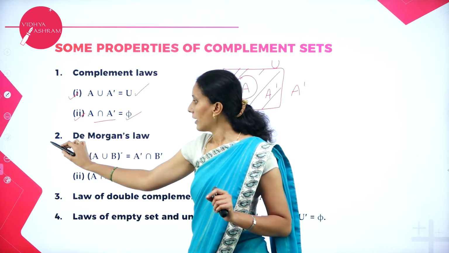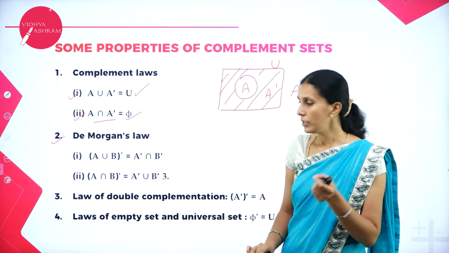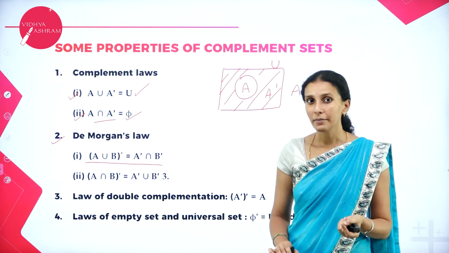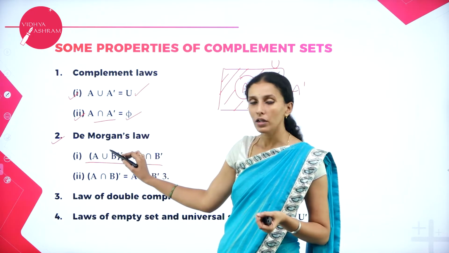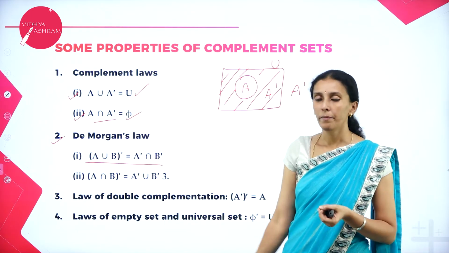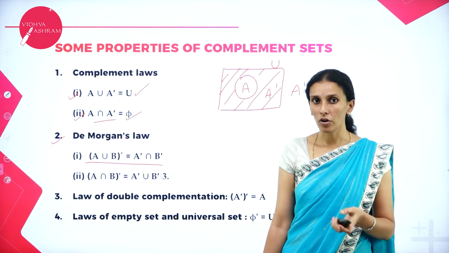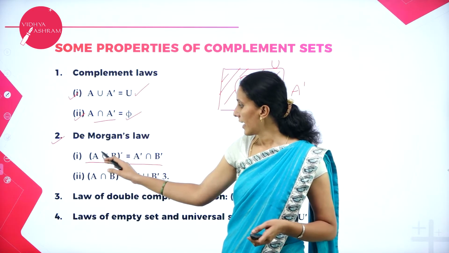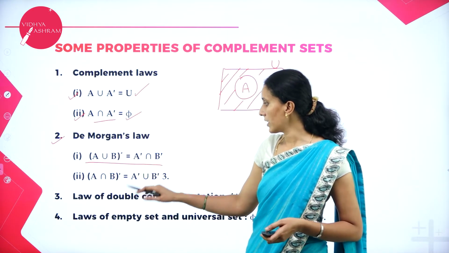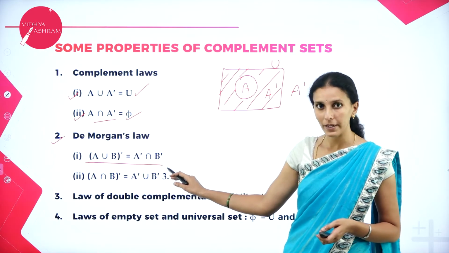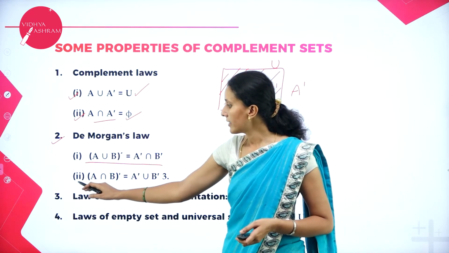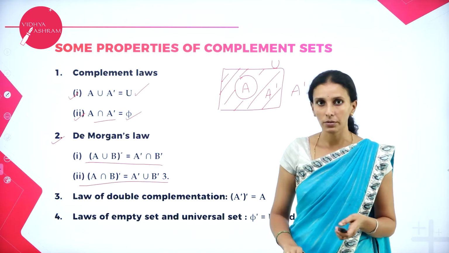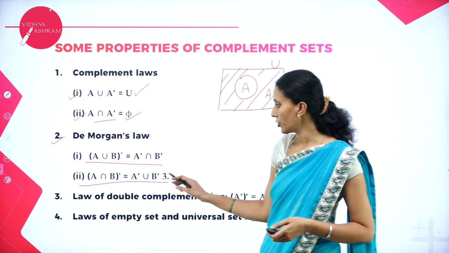Next, in the previous problem we have proved this, and this statement was given by De Morgan. So these statements are called De Morgan's law. We have proved only one statement in the previous problem, that is (A union B) whole dash is equal to A dash intersection B dash. And the second statement is (A intersection B) whole dash is equal to A dash union B dash.